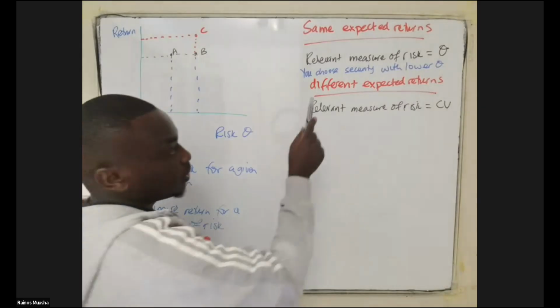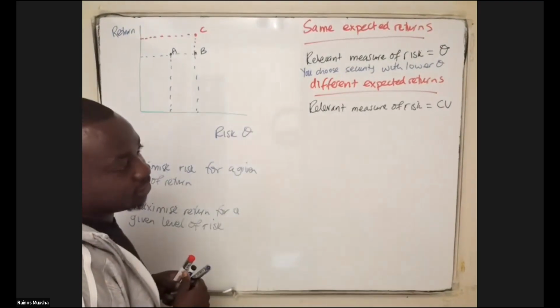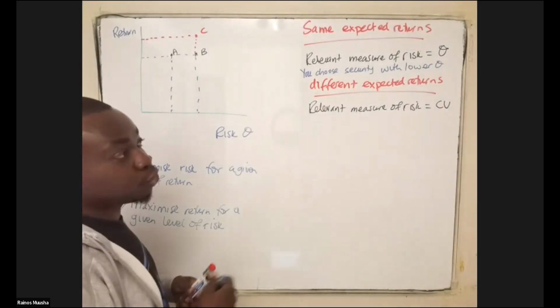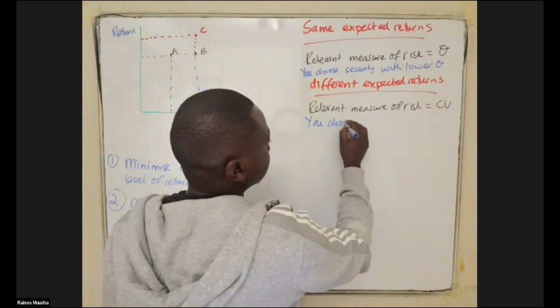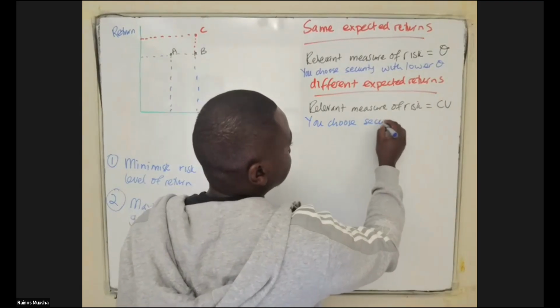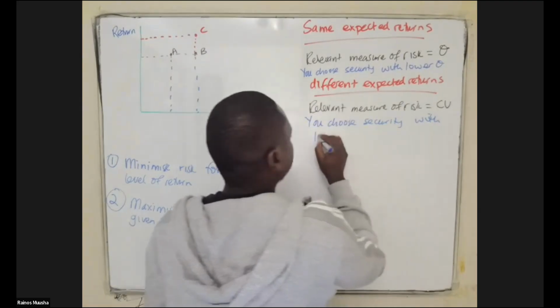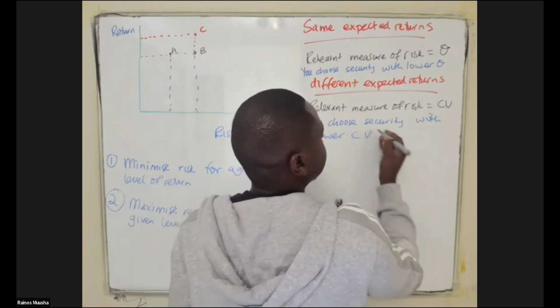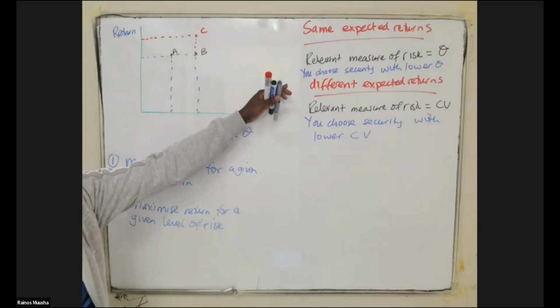But whenever you are comparing securities with different expected returns, your relevant measure of risk is going to be the coefficient of variation. So in this case, ideally, you choose the security with the lower coefficient of variation. Please take note of this.